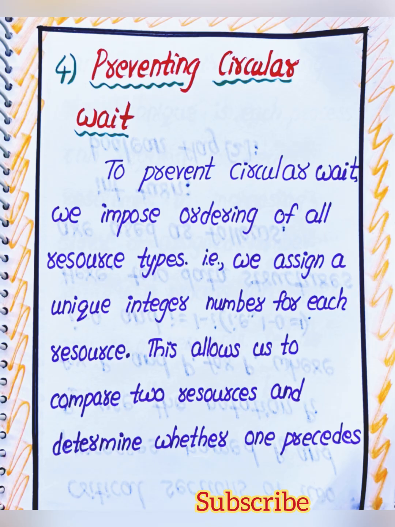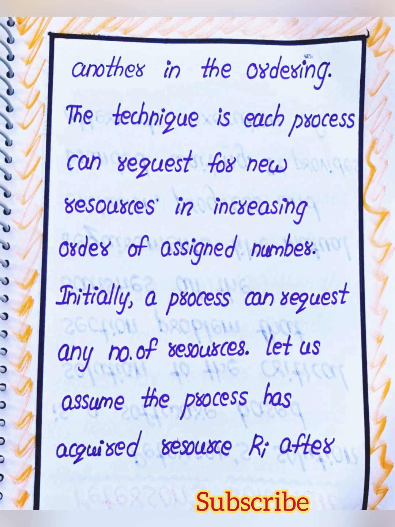Fourth one, preventing circular wait. To prevent circular wait, we impose ordering of all resource types, that is, we assign a unique integer number for each resource. This allows us to compare 2 resources and determine whether one precedes another in the ordering. The technique is each process can request for new resources in increasing order of assigned number.